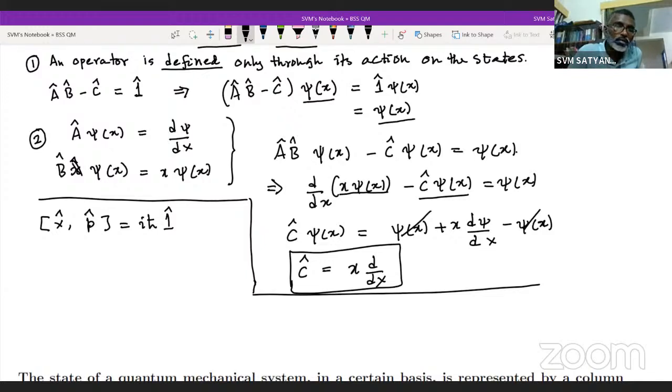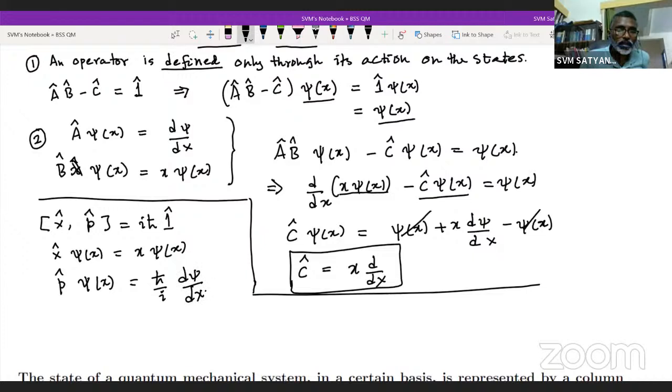Correct? So even if you want to prove this, suppose x acting on some psi of x is equal to x into psi of x, and p acting on some psi of x is equal to h bar by i into d psi by dx. Now, using this definition of these operators, if you want to show this, how can you show this?